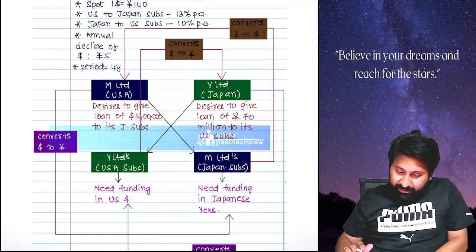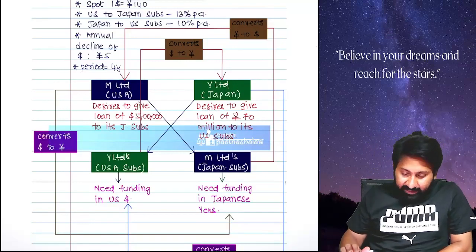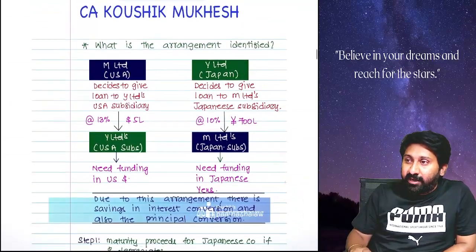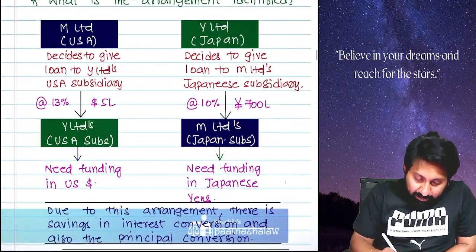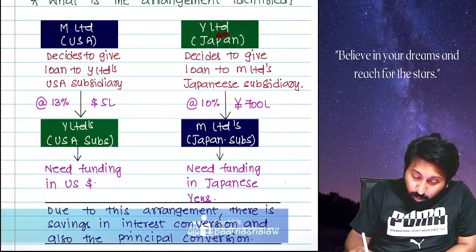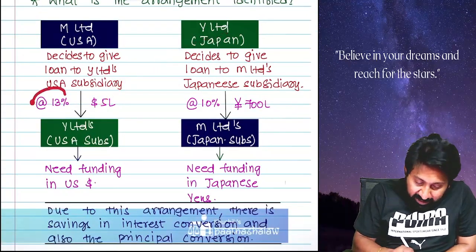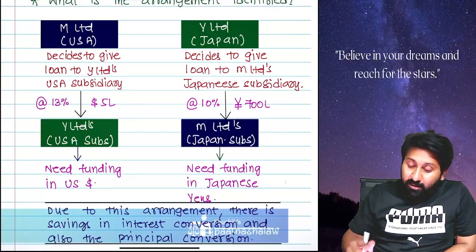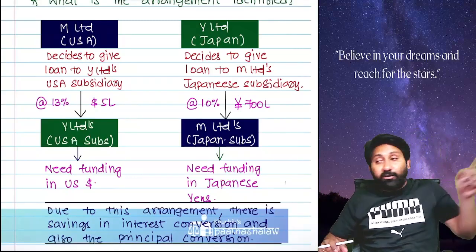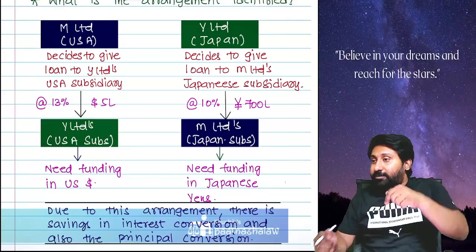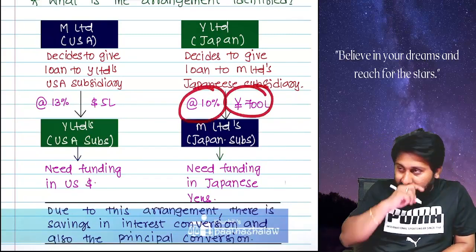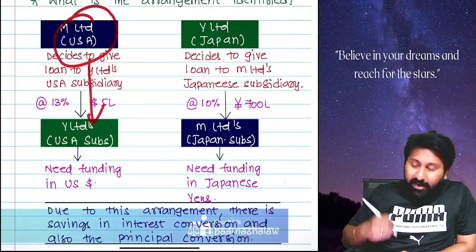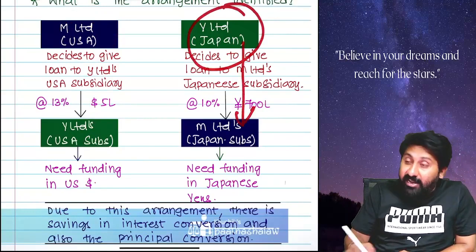Intermediary has made one arrangement. What arrangement have they made? They said that M Limited, don't do like that, do like this. M Limited decides to give loan to the Y Limited's US subsidiary at 13% interest for $5 lakh. Y Limited in Japan will not give loan to its subsidiary in USA, it will give loan to M Limited's subsidiary in Japan directly, in which currency? Yens. So in such a case, what will happen? M Limited in USA will lend in dollar, Y Limited in Japan will lend in yens.